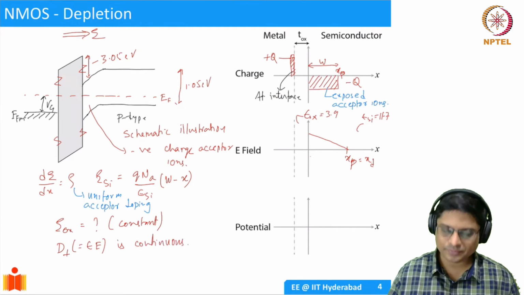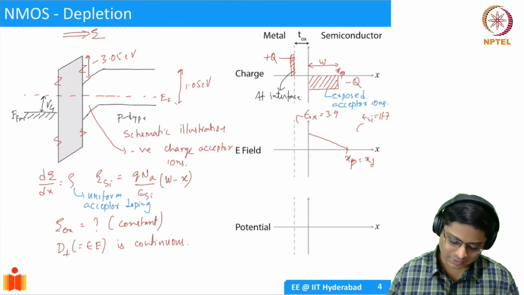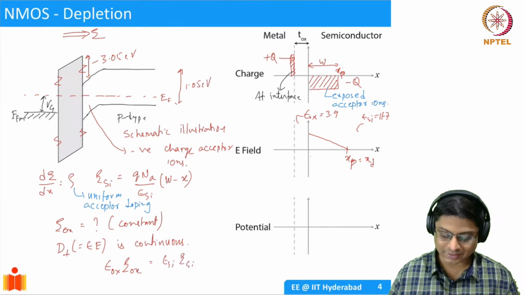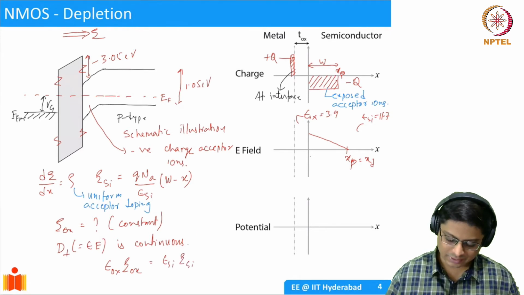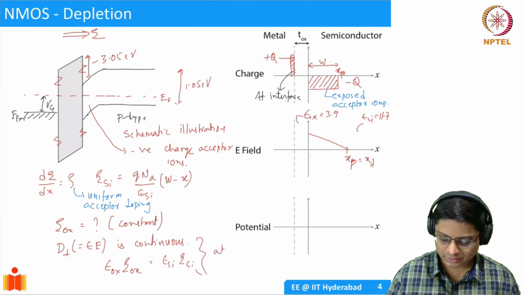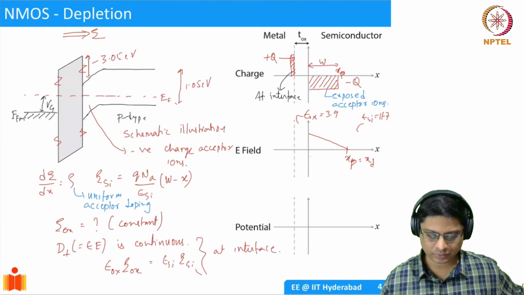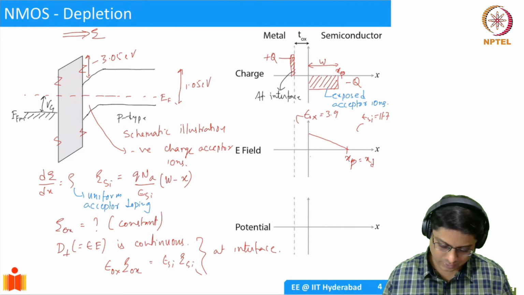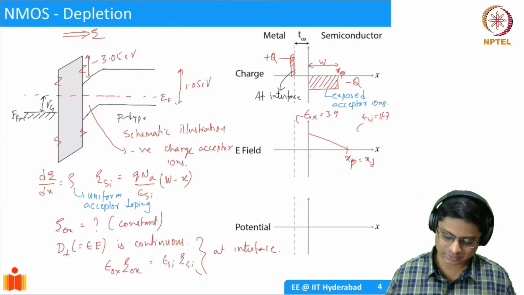What does this tell us? It tells us that epsilon of oxide times electric field in oxide should be equal to epsilon of silicon times electric field in silicon at the interface. So let's see what happens. We have to find out what the constant electric field in the oxide is.